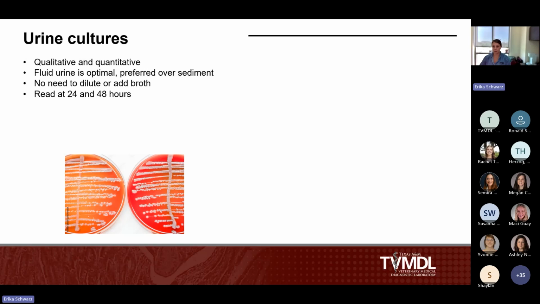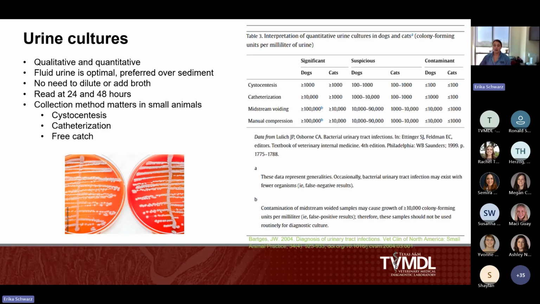Now, the really important thing about urine cultures, especially in small animals, is that the collection method matters. So there are studies that have established the range of colony forming units per mil of bacteria based on the different sampling methods that correlate with clinical significance and UTIs. So for cysto, significant growth would include any bacteria that grow to a quantity of at least 1,000 CFU per mil.